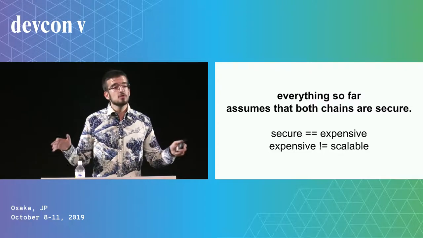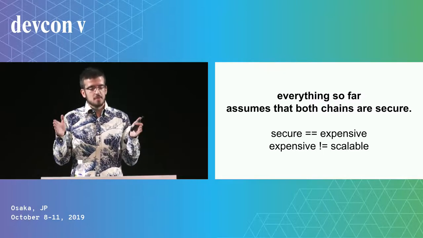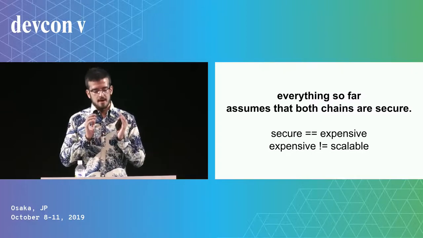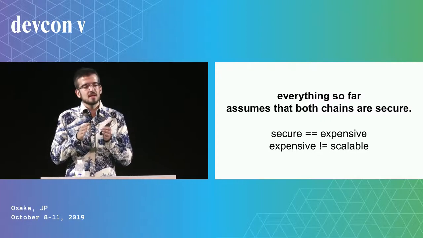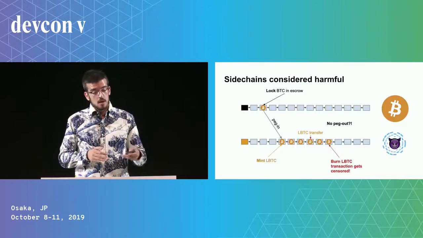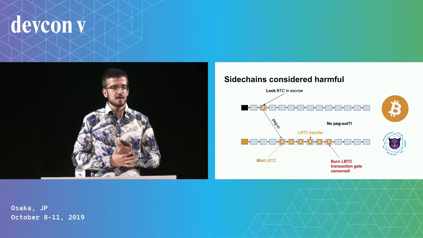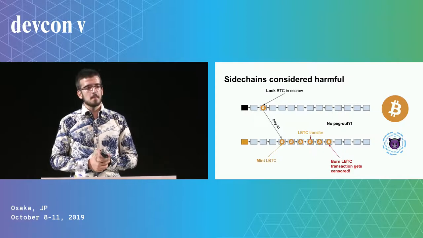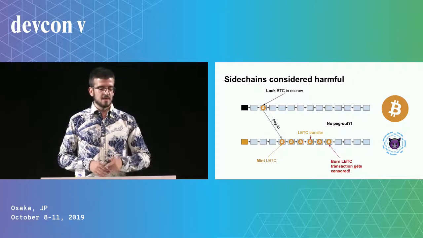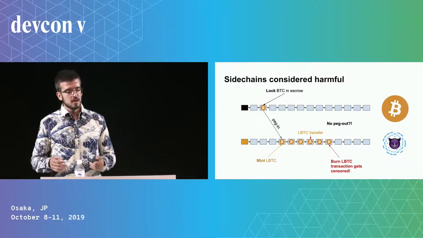Everything so far, we assume that each chain is individually secure. If both chains are secure, then sure, you can make them communicate with each other. Security requires that you have something that is high cost. Something that has high cost is not scalable. So, sidechains considered harmful. If you try to use the sidechain mechanism for scalability, inherently it will be less secure. It does not let you get out. So what if the Liquid sidechain suddenly becomes the devil and says, no, your money is gone, you're done? We don't want that.